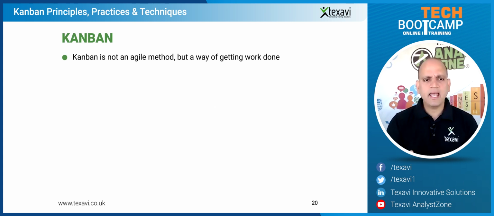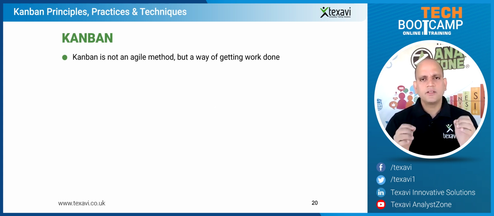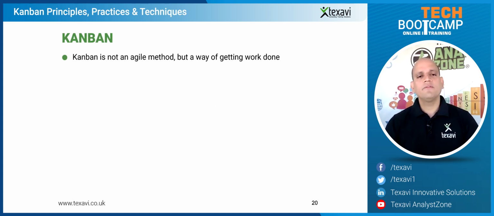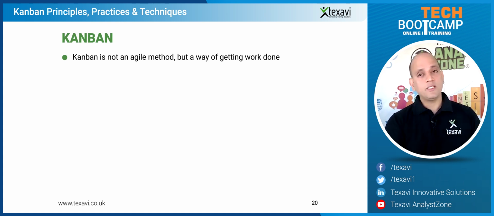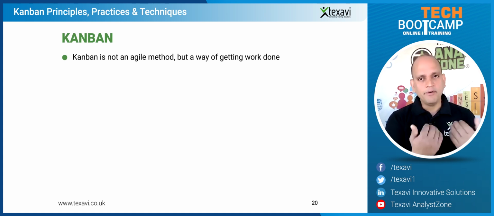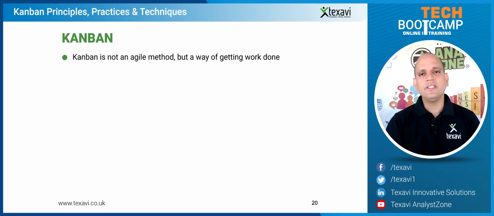So what is Kanban to that extent? Strictly speaking, really speaking, Kanban is not an agile method, not a full-fledged agile methodology. That's what I was trying to say. It's a way to get things done and the work done in the agile context. So it has been adopted, it has been embraced and taken into the agile ways of working.